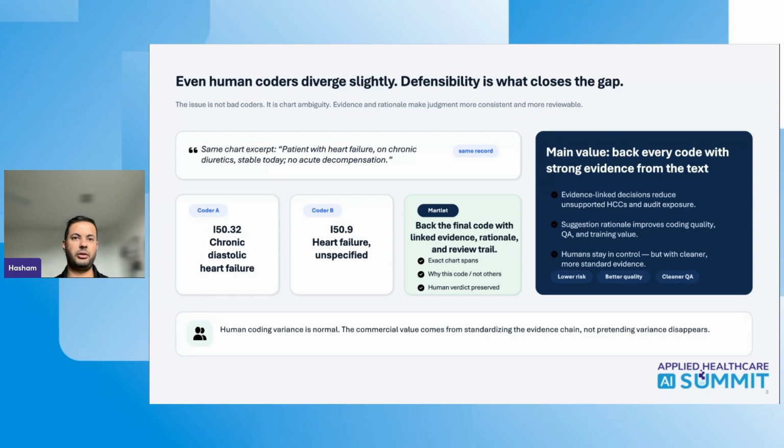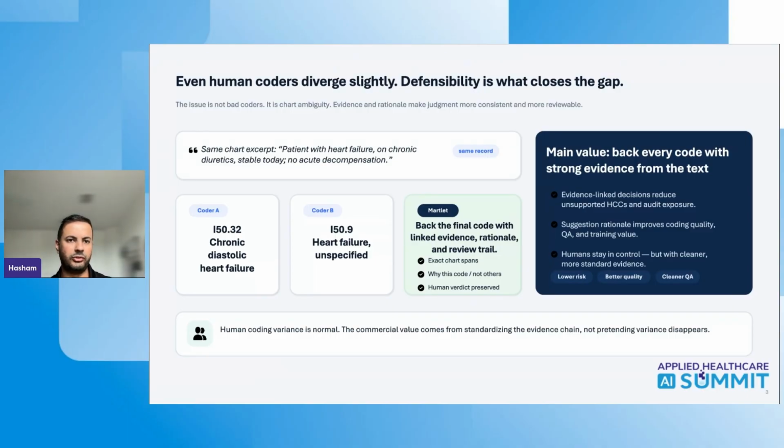So it's not just a matter of whether the code was accurate or correct. It's also about whether it is defensible or not. And that stems from the basic need of backing any code with evidence. Even with human coders, they slightly diverge in their decision making. You can pass the same document to two different coders and get different outputs. The outputs wouldn't be totally different, but there would be very subtle differences.